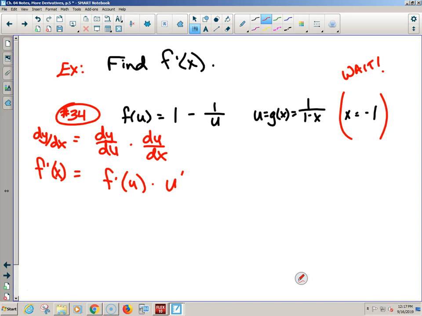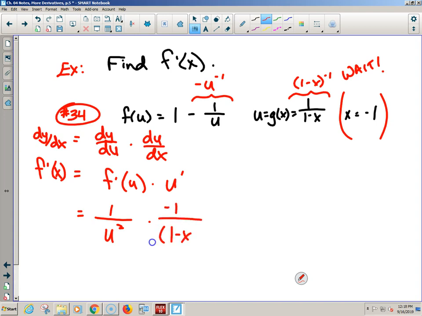So then what would f prime of u be? You can do it. Okay, because that's just a 0, right? And then minus, and how are you thinking about rewriting this in your head? Okay, good. So bring down the -1, so +1, u to the -2, right? Is that okay? Times u prime would be, how would you rewrite it? 1 minus x to the negative. So you bring down the -1. 1 minus x to the -2.